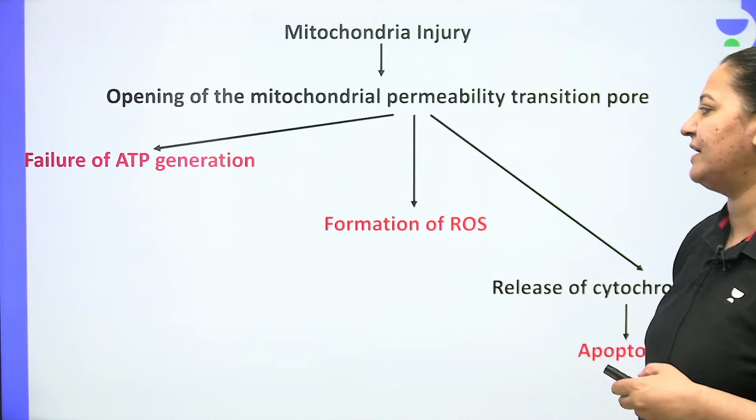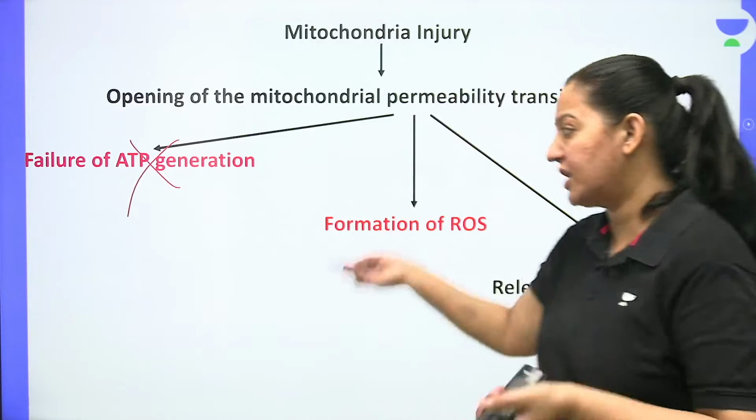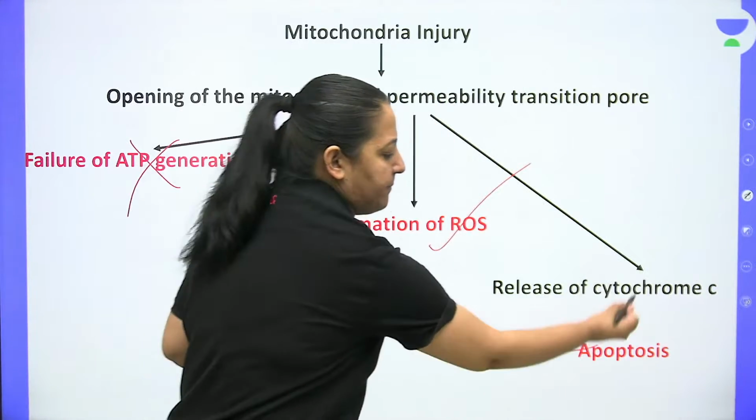So I'm done with the second injury also. So these are the three things. Normal will not take place, so no ATP formation. Abnormal will take place, so ROS formation. And due to the release of cytochrome C, it's apoptosis.